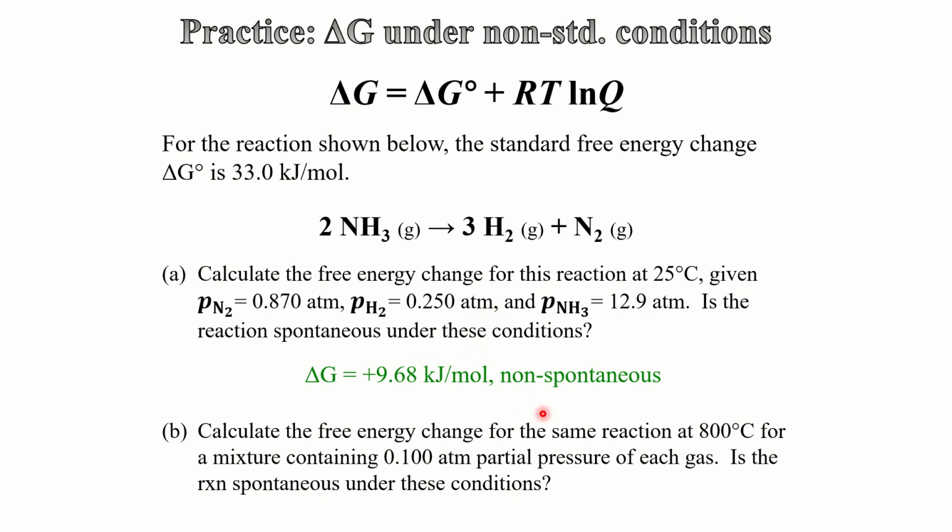Letter B, calculate the free energy change for the same reaction at 800 degrees Celsius for a mixture containing 0.10 atmosphere partial pressure of each gas. I'm not going to show the work for this one. So letter B, please go ahead and pause the video and see if you can come up with the answer. All right, and the answer you should have found is delta G is equal to negative 8.08 kilojoules per mole. And so yes, the reaction is spontaneous under these conditions.